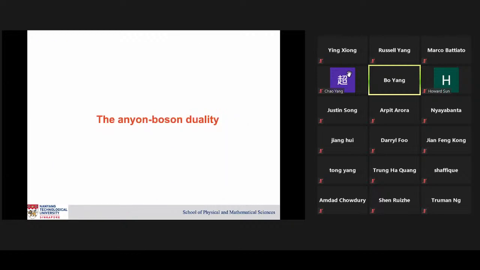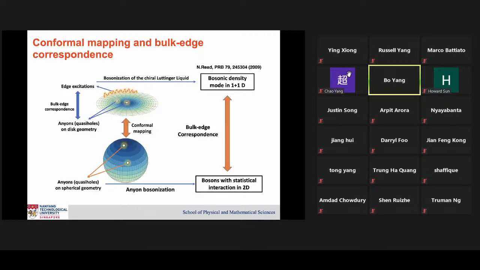Okay, so for the last part, I'm going to talk about a more formal thing about this anyon-boson duality, which is also related to the properties of the anyons. As you can see, anyons are very natural and the only accessible elementary degrees of freedom for a fractional quantum Hall system. Because the interaction is projecting out part of the Hilbert space, you are left behind with a conformal Hilbert space. The conformal Hilbert space has very interesting properties.